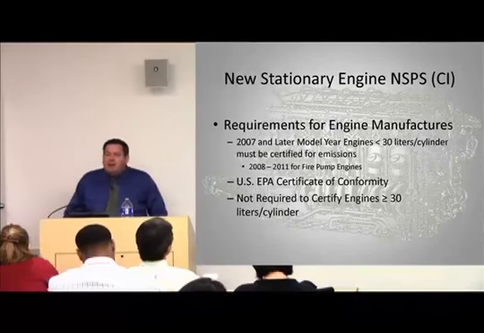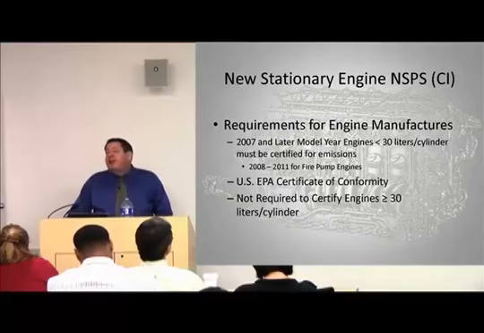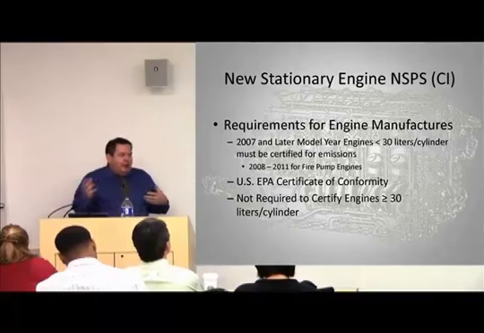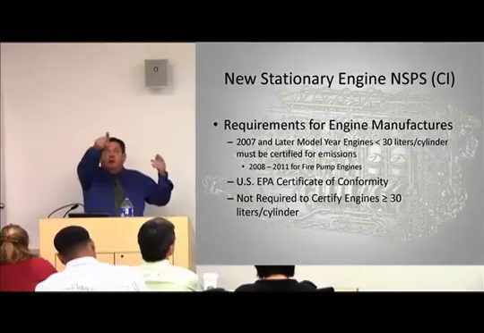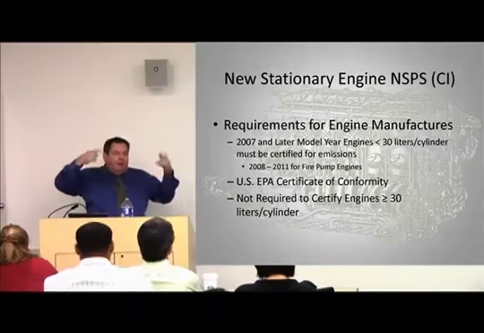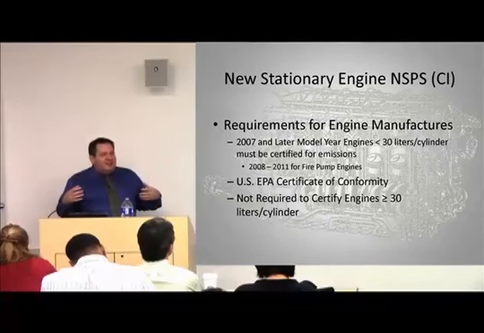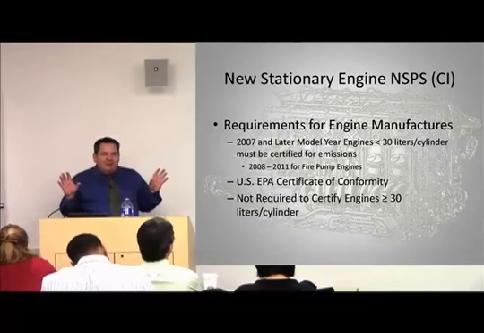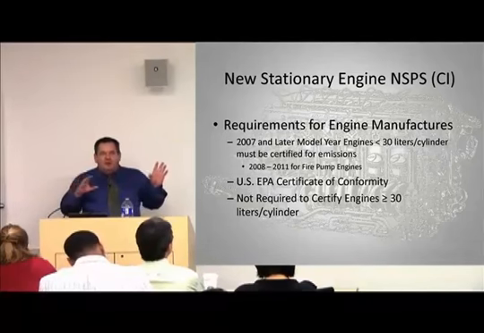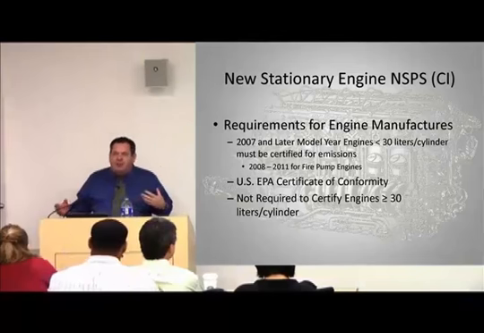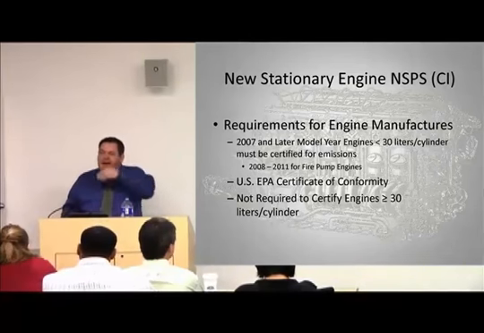So the requirement for engine manufacturers is starting 2007 and later, they have to produce certified engines, with the exception of fire pump engines. Fire pump engines are engines that are usually used in buildings with sprinkler systems, and they're going to provide the water pressure that's going to put out the fire. Those are obviously very sensitive engines because you don't want any malfunctions on those engines. So they're very reticent about applying new technology to those engines until the technology is very proven. So it's 2007 and later for these compression ignited engines.